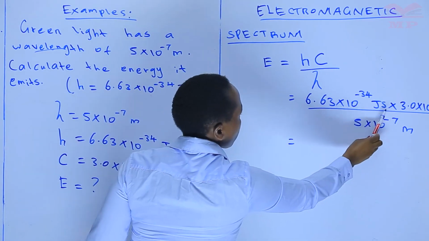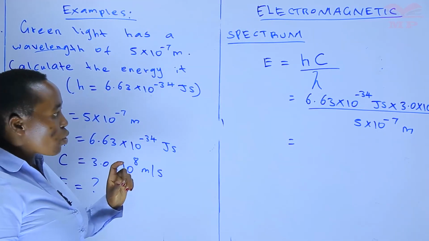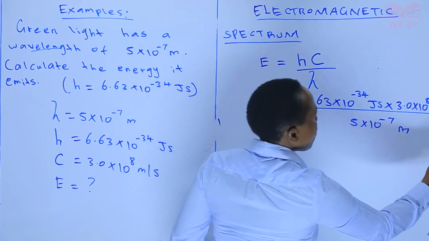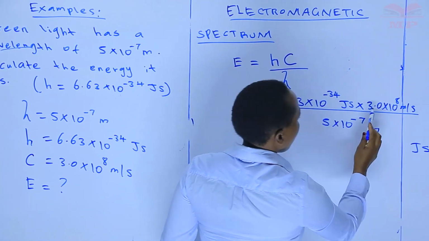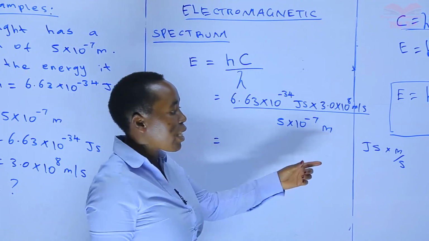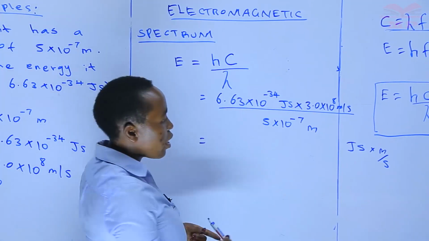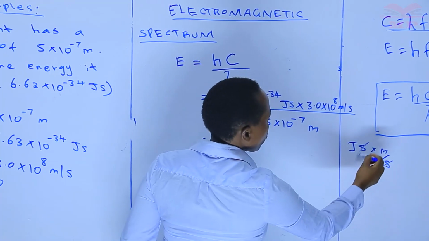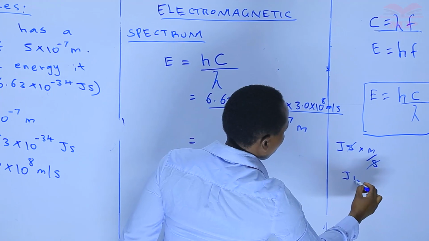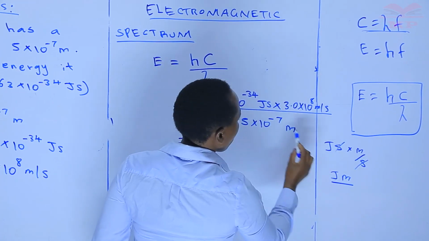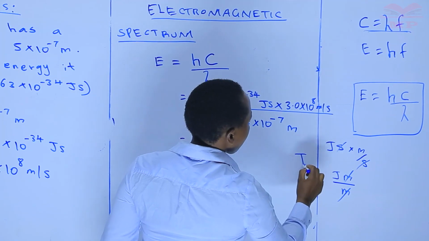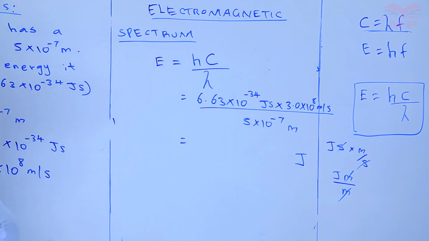And you can see what is going to happen to the units so that we can get the units for energy. Because you can see here we have joules/second. We are multiplying by meters per second. Meters per second simply means it's like we are dividing. Therefore, meaning that this and this will cancel. So in the numerator, we remain with joules, meters. Then in the denominator, we have meters. Meters and meters will cancel. And therefore, our answer will be in joules.